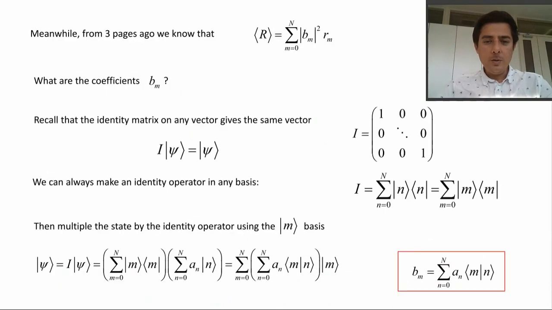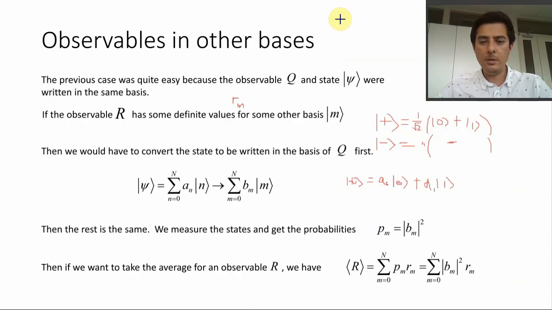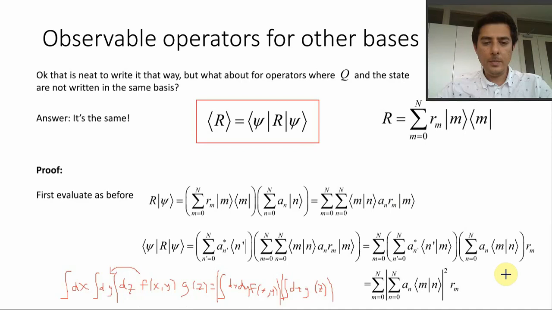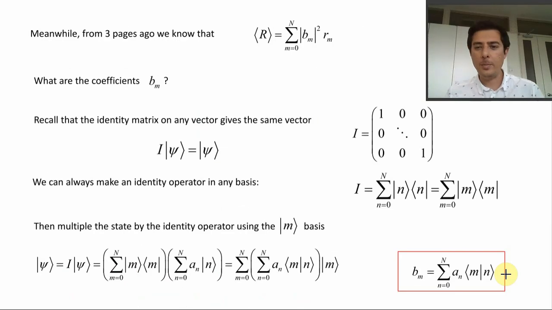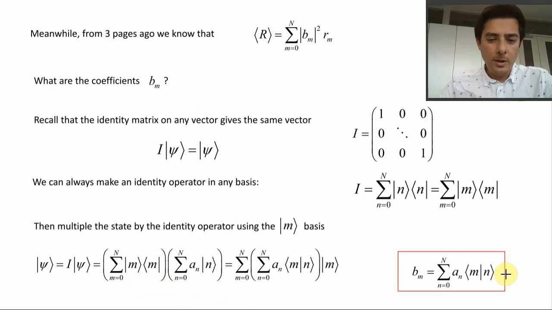So let's compare this to the thing that we had 3 pages ago. So that's over here. What I said over here is that we need to first write the average of R, then we need to write this state in the same basis, work out what these coefficients B were, and then you just take the mod squared of the B's and then multiply by R. So that's great, but I never really told you how to work out the B's, right? I just said go and work out the B's, but I didn't tell you how to do it. So here's how you do it.